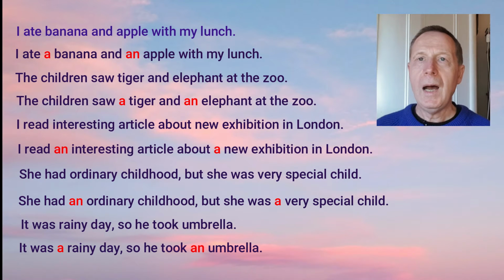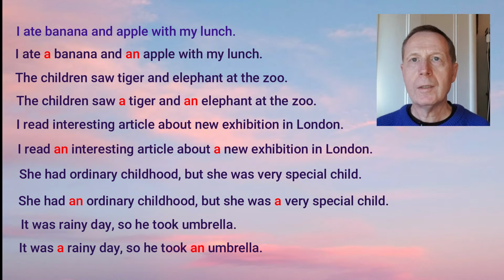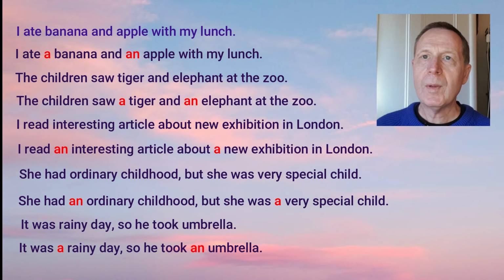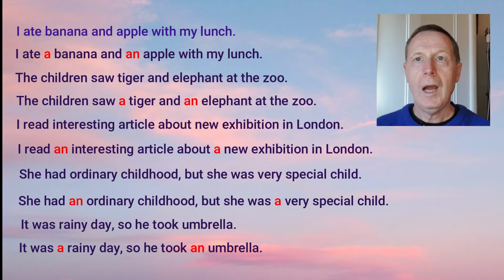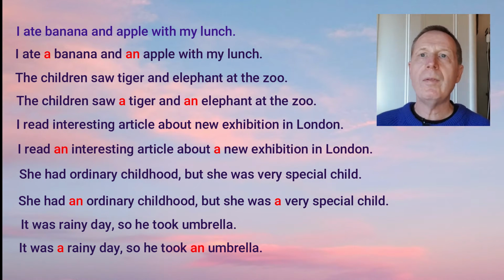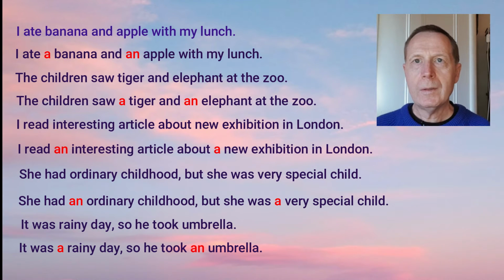We have to say an apple because the following word begins with the sound a. Also, an interesting article because interesting begins with the sound e. An ordinary childhood because ordinary begins with o. And an umbrella because umbrella begins with a. Notice that it is the sounds which make a difference. A, e, o, u are all vowel sounds, so we use an as the article.